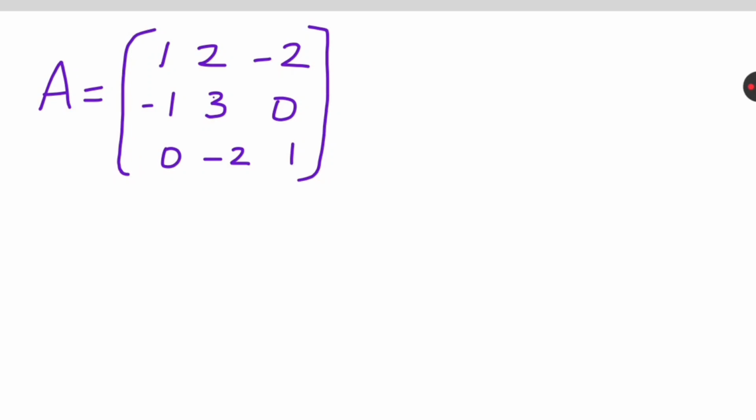Today's question is about a matrix. We are going to find the inverse of this 3 by 3 matrix. Let's see how to find out. The given matrix is: the first row is 1, 2, minus 2, the second row is minus 1, 3, 0, and the third row is 0, minus 2, 1.